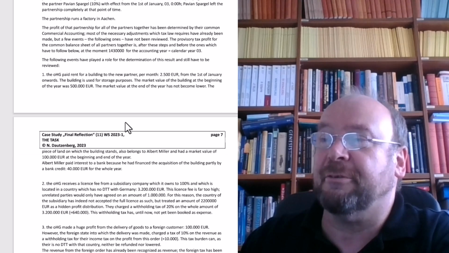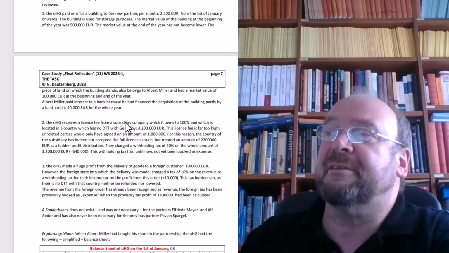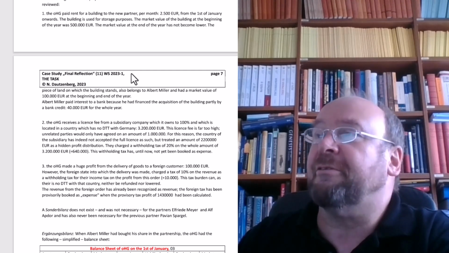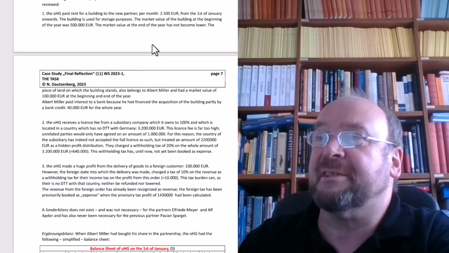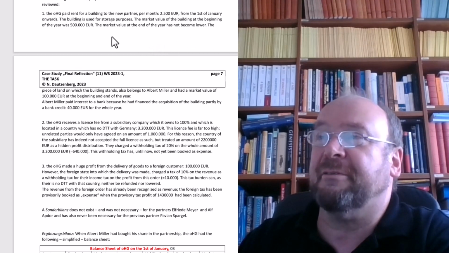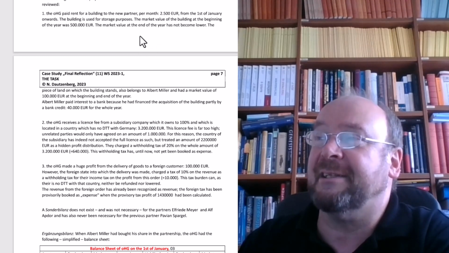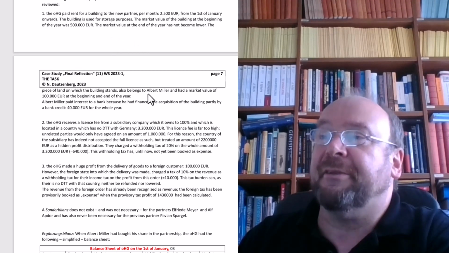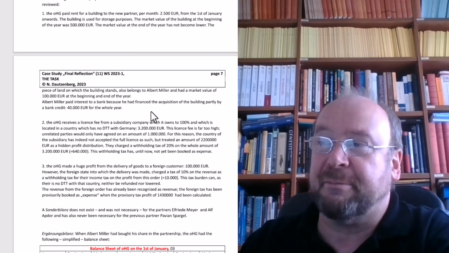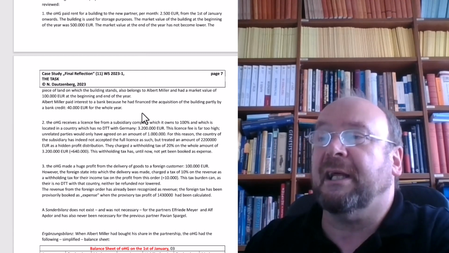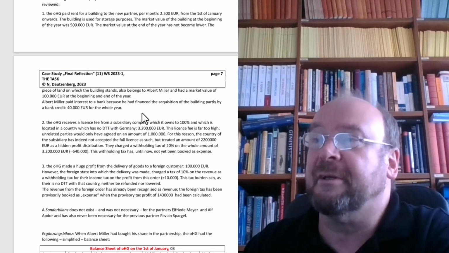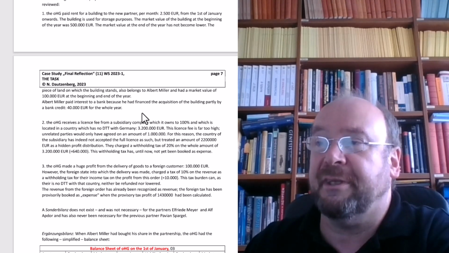The OHG paid rent for a building to the new partner Albert, 2,500 euro per month. From the 1st of January onwards, the building is used for storage purposes. The market value of the building at the beginning of the year was 500,000. The market value at the end has not become lower. The piece of land on which the building stands also belongs to Albert Miller and had a market value of 100,000 at the beginning and end of the year. And Albert had paid interest to a bank because he had financed the acquisition of the building partly by a bank credit. That was 40,000 for the whole year.